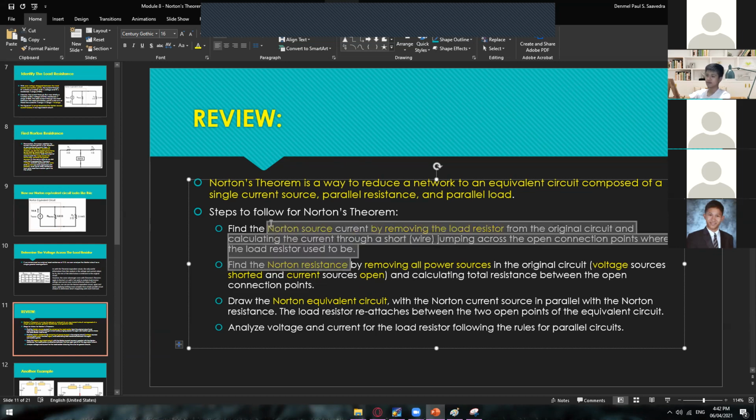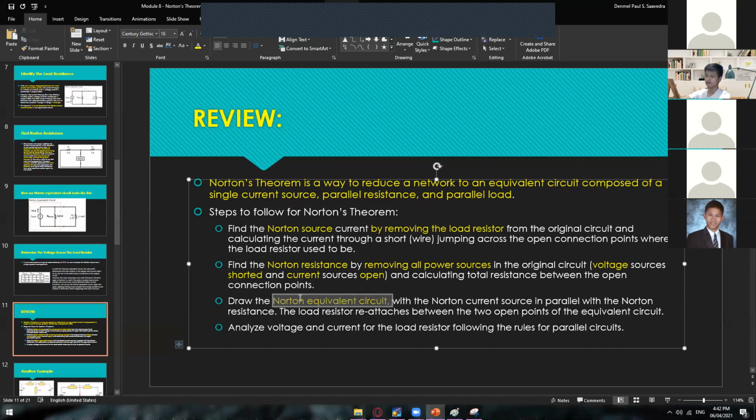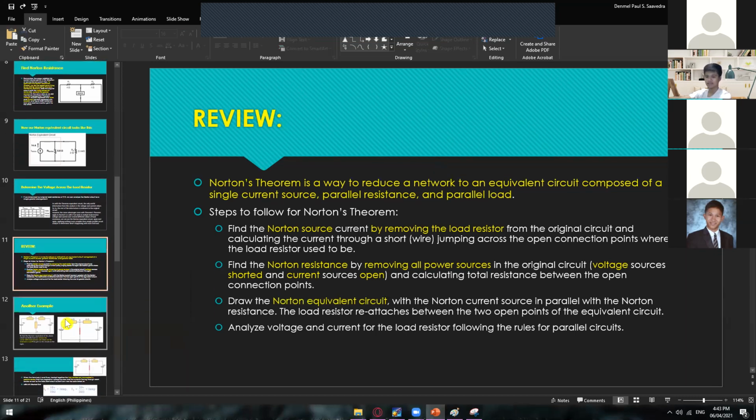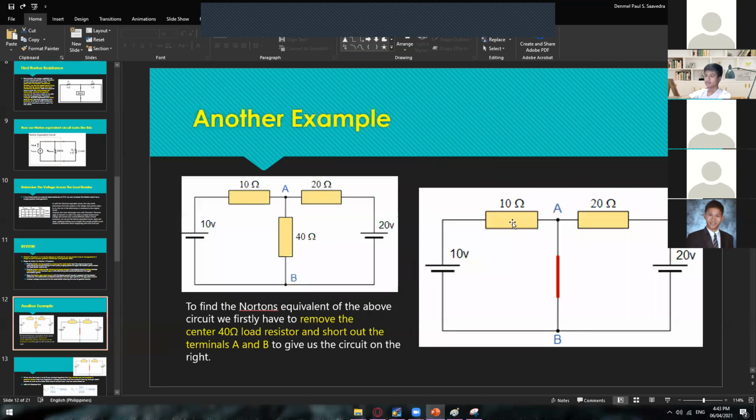Once you're done finding the Norton source and Norton resistance, you can now convert the entire circuit into an equivalent Norton circuit. Then you can analyze the voltage and find the unknowns, the VL, the IL. All right, so we have another example here, which came from another website.